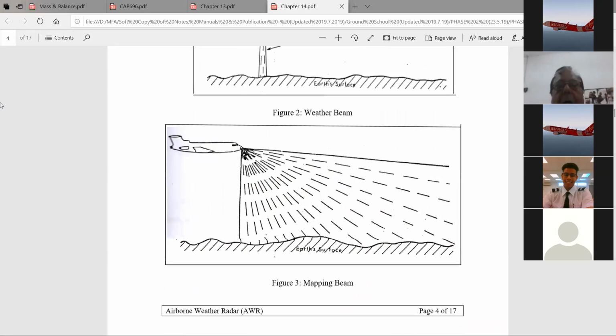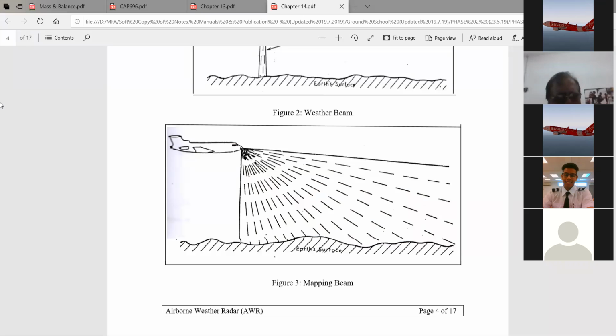Now, we spoke about the weather beam. This happens to be the mapping beam. The mapping beam is an entirely different beam. Now you want to use the weather radar for the purpose of map reading only. The weather is reasonably okay, so you do not want to use the weather radar for weather purposes, but for mapping purposes. If you see, the spill of the beam is almost 85 degrees.